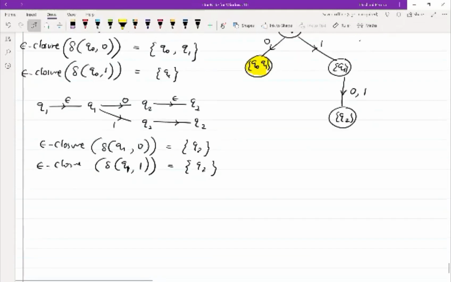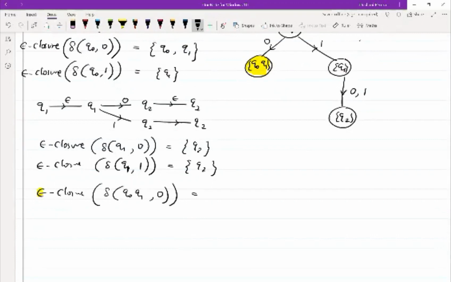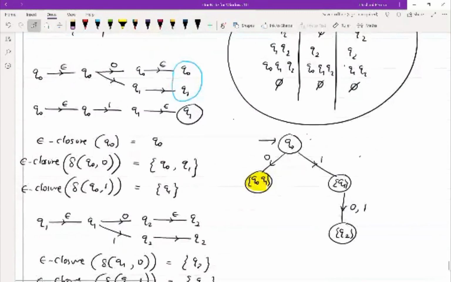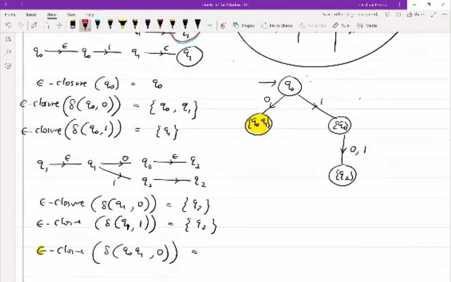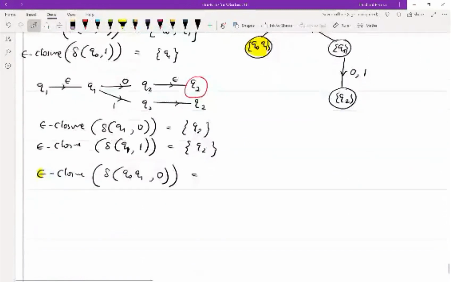So here what do I do? I get the epsilon closure of delta Q0, Q1. That is the state I want now. What will happen if I give 0 to it? What will happen if I give 0 to Q0? If I give 0, this is what I get. Q1, if I give a 0, this is what I get. Now get the union of all of them: 0, 1, 2.